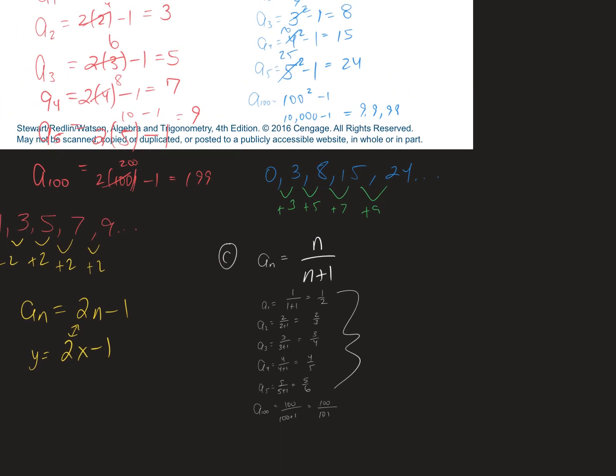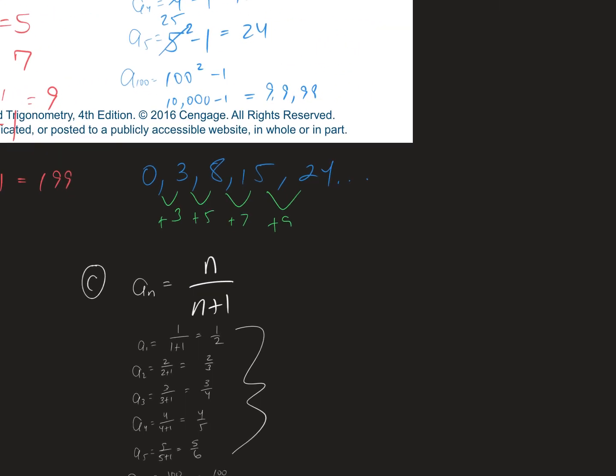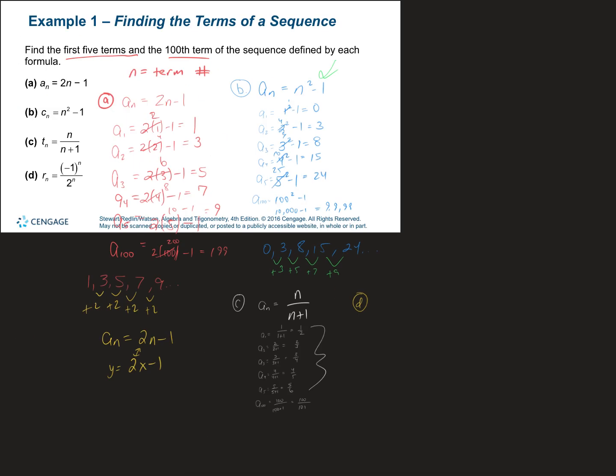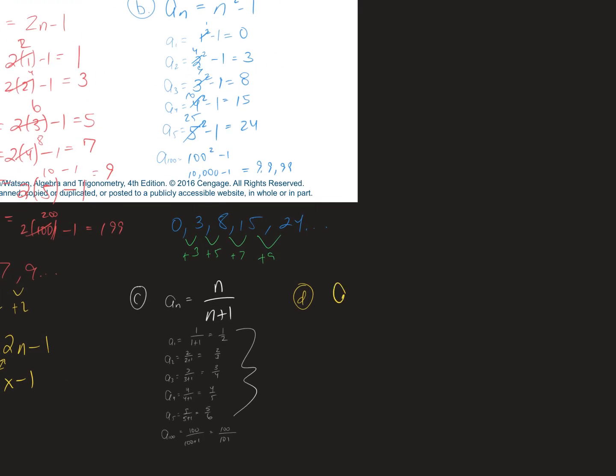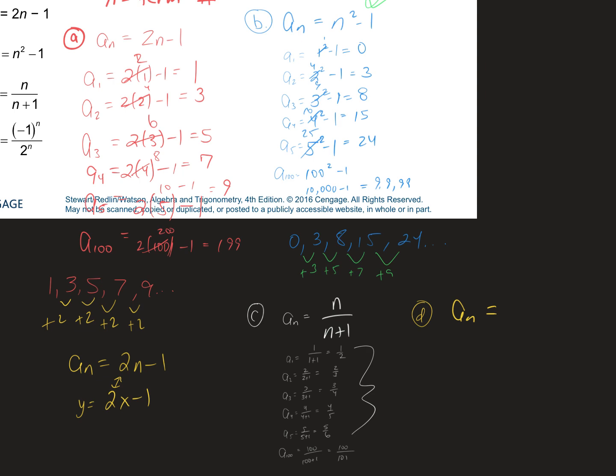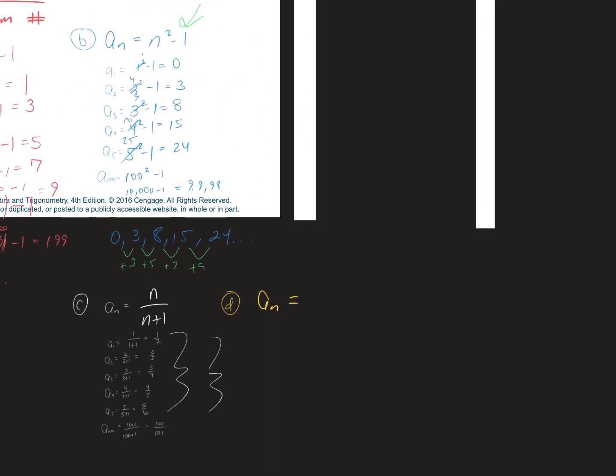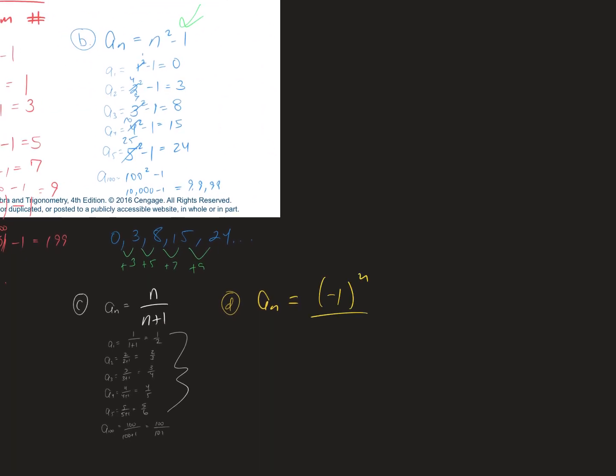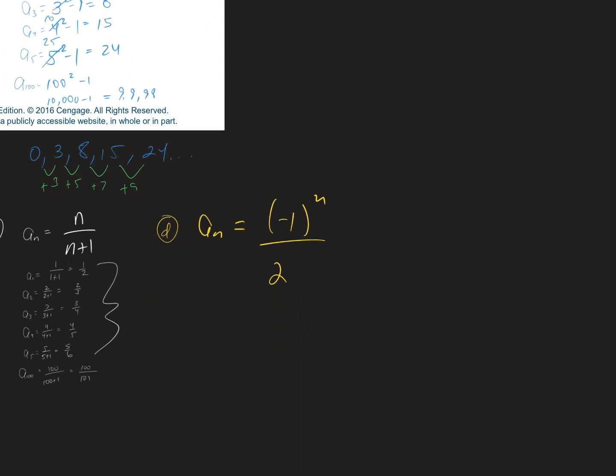All right, our last one. And again, I'm bringing up different things just so you guys are aware. You're allowed to use calculators 100%. Again, I'm just going to use A. I know it's an R. I'm just going to use A. So -1 to the n over 2 to the n.